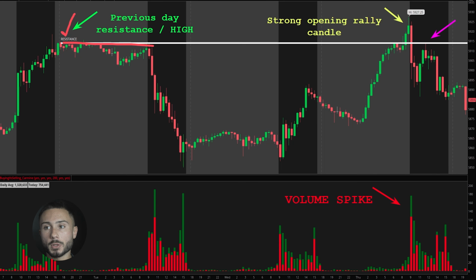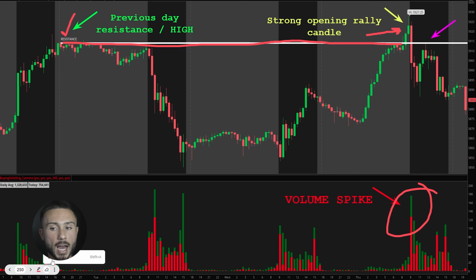Now, what a lot of traders would do is they would extend this. They would see 2 days later, the market's breaking this resistance level. We have a really strong opening rally candle. This thing's looking really good. This thing's breaking out above the resistance level. Hey, we just broke out. Let me take it long. The volume's spiking. That means we're going to break out, and this should have continuation.